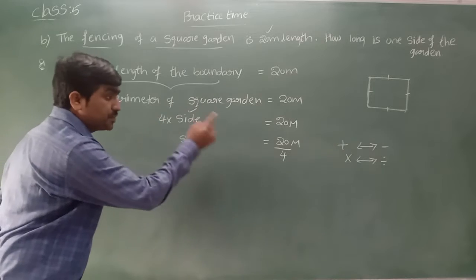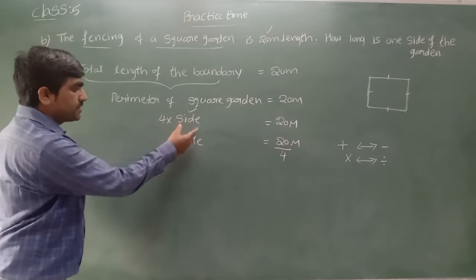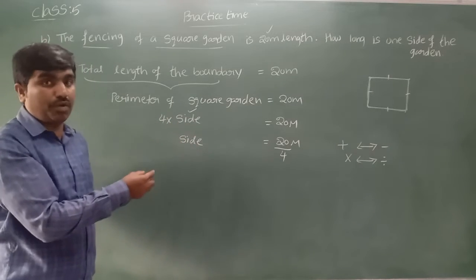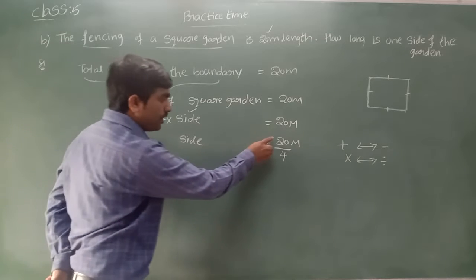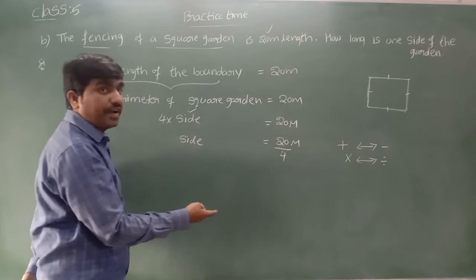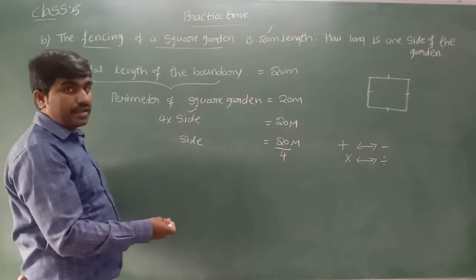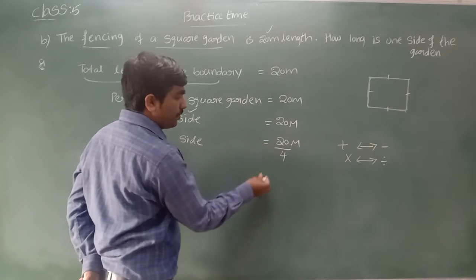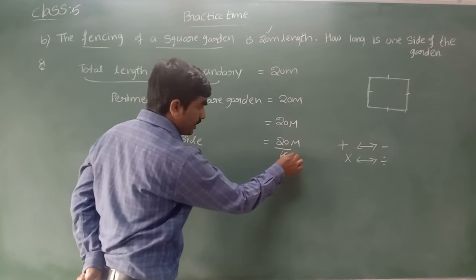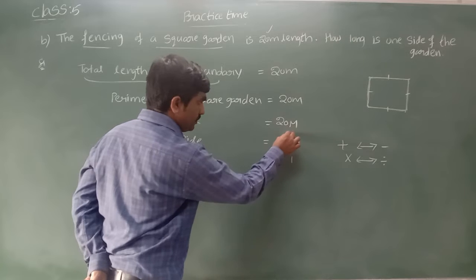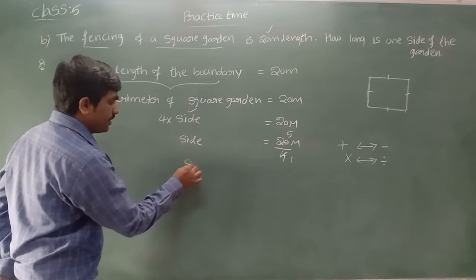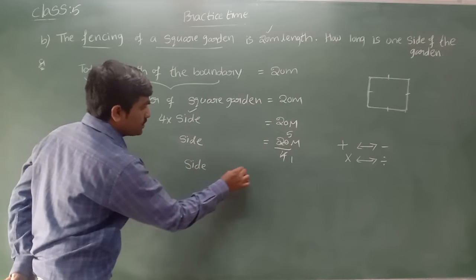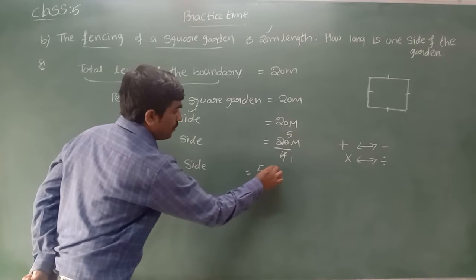Sir, why do we transpose? To know the length of the side, we have to make the side alone, separate. Now 20 and 4, what is the highest common factor? 4 is the highest common factor of 20 and 4. So let us divide by the common factor. 4 1s are 4, 4 5s are 20. Side is equal to 5 meters.